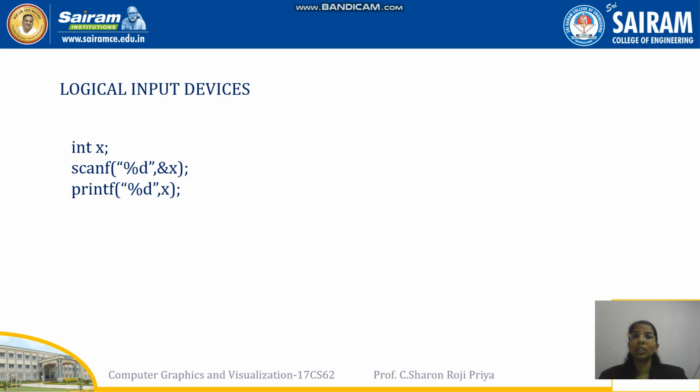Next we can see logical input device. You take any program, I'll take a simple C program. If I want to calculate the sum of two numbers, the first step I'll do is initialize all the variables, then I'll read the two values from the user using this scanf function, and I'll calculate it and I'll display the sum through the printf function. This scanf and printf are logical functions because they are getting the input from the user through the input devices.